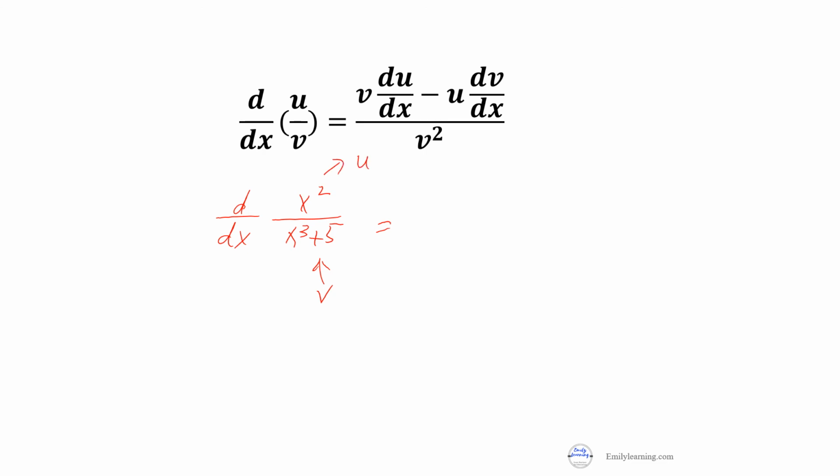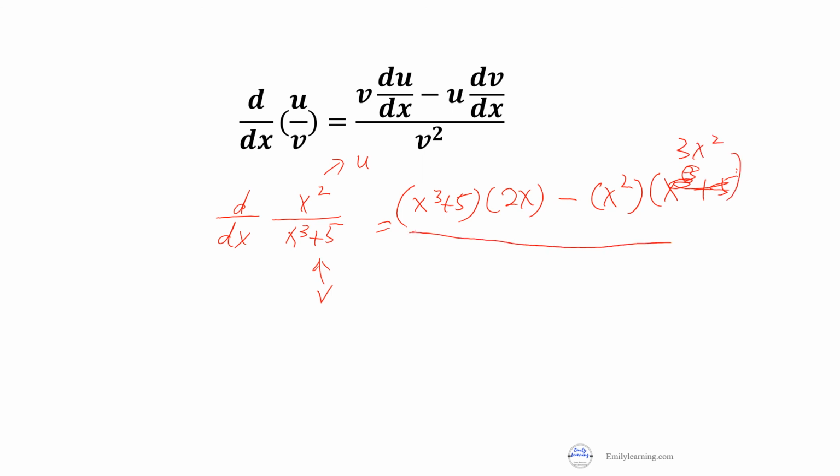I will first copy v, which is x cubed plus 5, then multiply by du dx, which is 2x. Then minus u, which is x squared, multiplied by dv dx, which is the differentiation of x cubed plus 5, which is 3x squared. Then I will divide everything by the square of the denominator. Then you simplify the answer. So that's how you do the quotient rule.